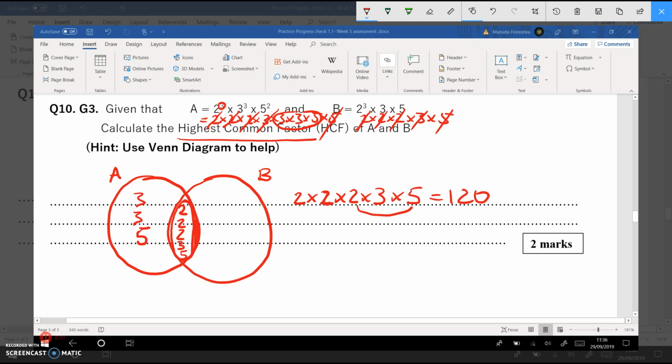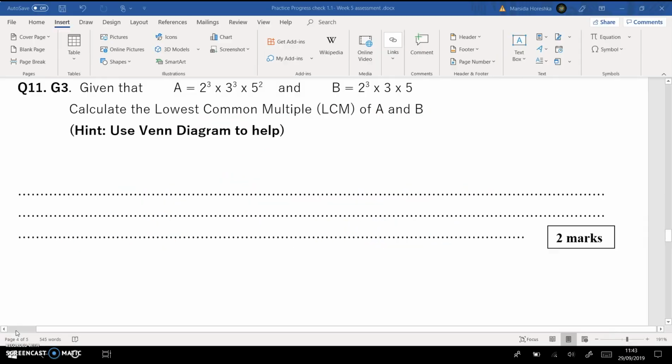Without the Venn diagram, you could have done this also. So just having these numbers in there and looking at the ones that overlap. So as I cross them out, if there was a 2 in there, I'll just write 2 in here. There is a 2 in there, and cross out, I'd write 2. A third 2, so times 2. There is a 3 that overlaps, 3, and then a 5 as well. So that gives us 120.